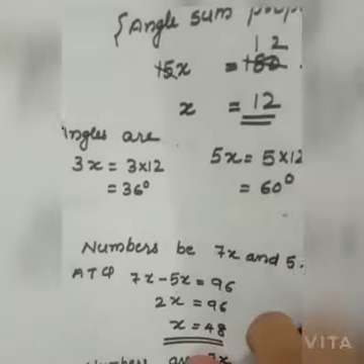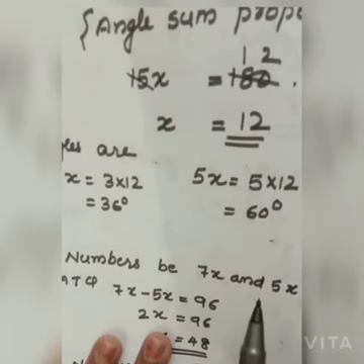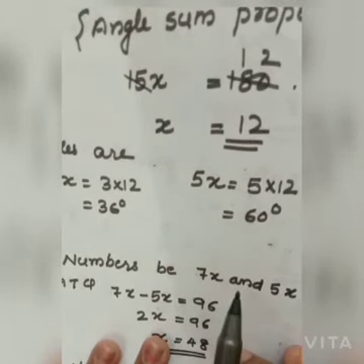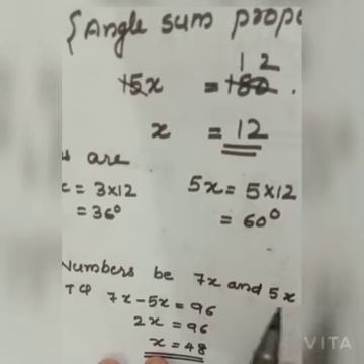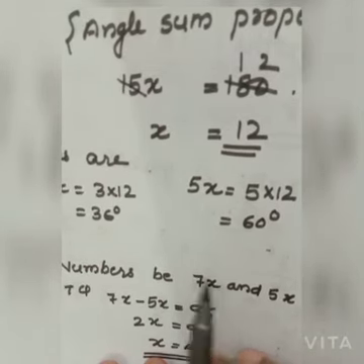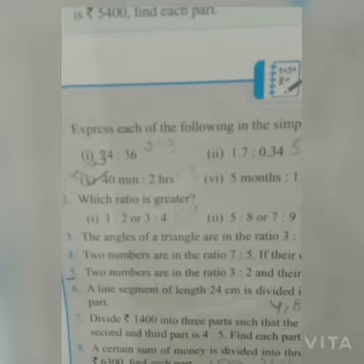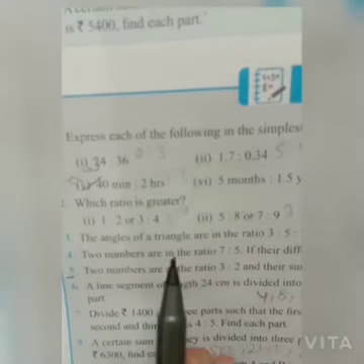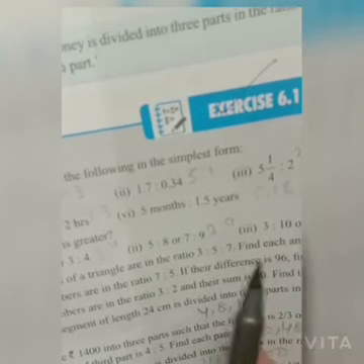Then next, question number 4. Numbers are in the ratio 7:5. You can assume 7x and 5x. When you subtract these two numbers, you will get 96. The two numbers are in the ratio 7:5. If their difference is 96, difference means subtracting.